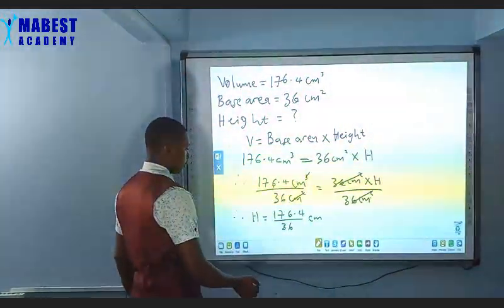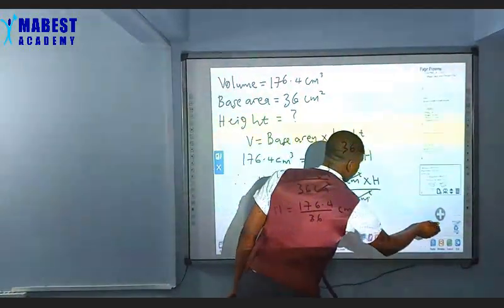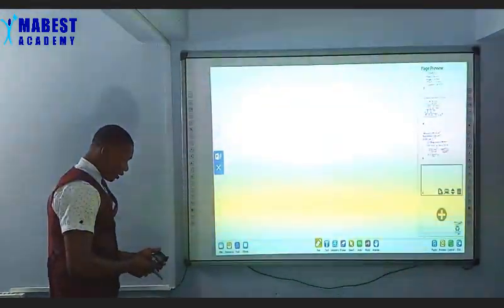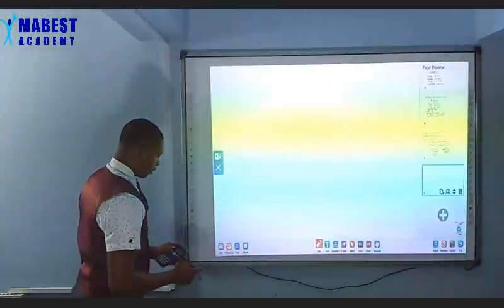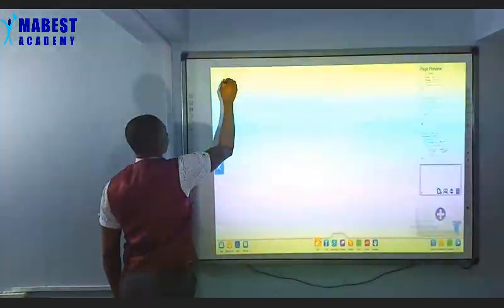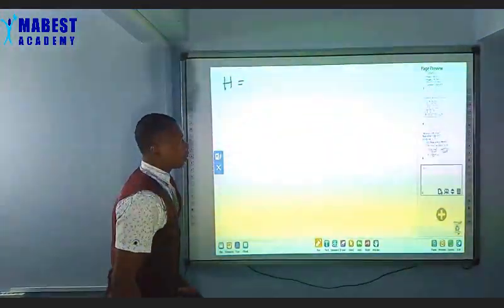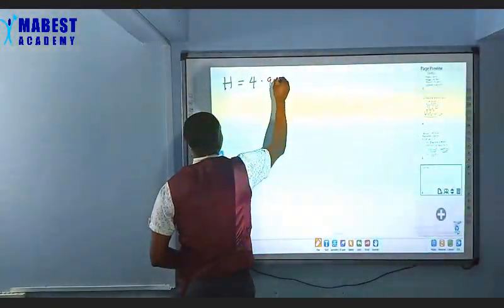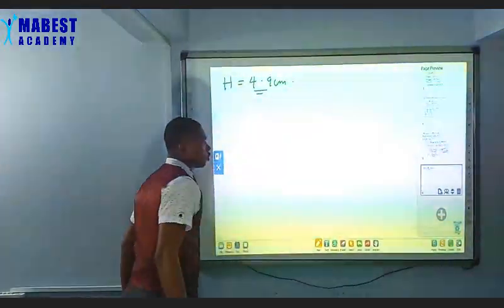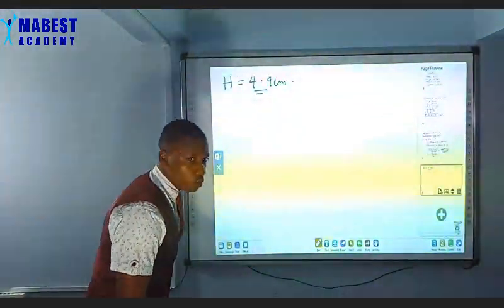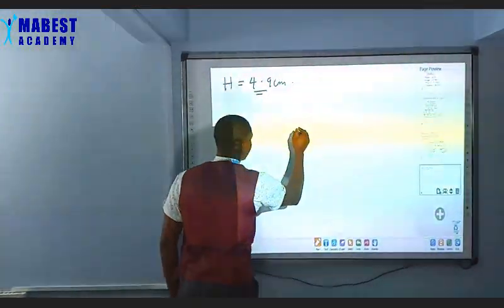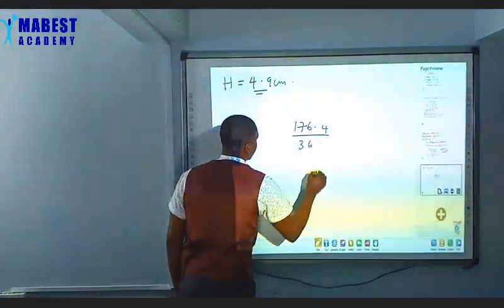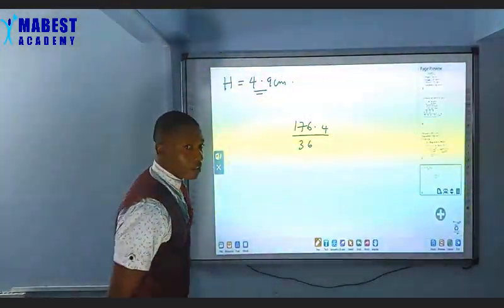So what is the final answer? It means we have 176.4 divided by 36. It means that our answer H is equal to 4.9 centimeter. So if you don't understand, let's do the calculation here. We have 176.4 divided by 36. Yes, we can try and break it.